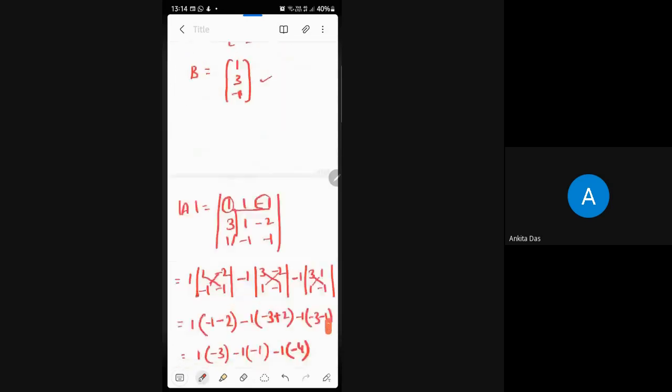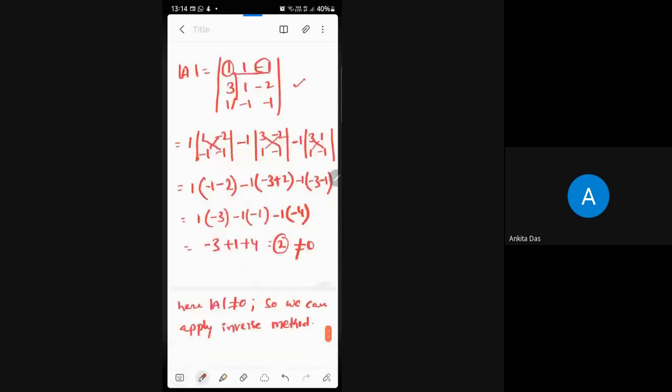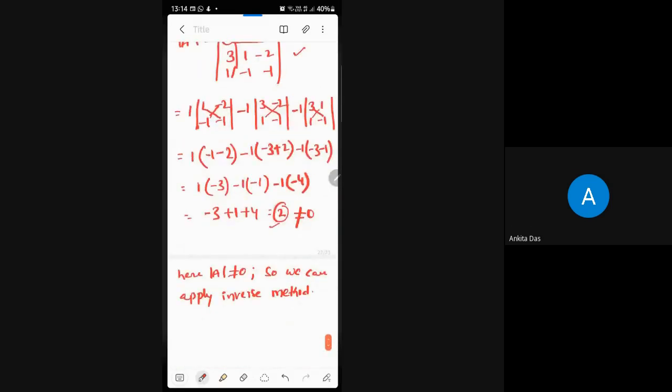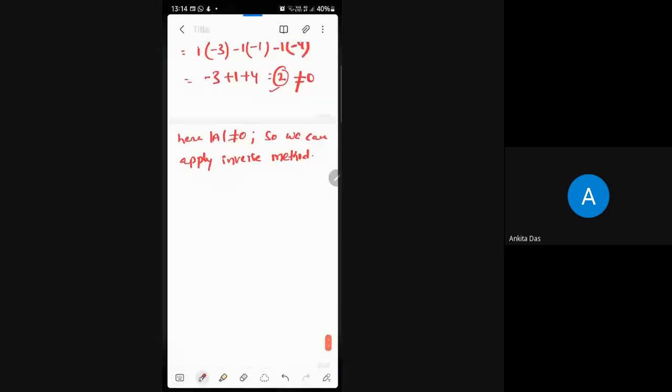Then I have gone for det A. We know how to find det A for 3 by 3, and I have got plus 2. And this plus 2 is not equal to 0, so we can apply the inverse method. Now, we know that A inverse is equal to... we know that X is equal to A inverse into B.